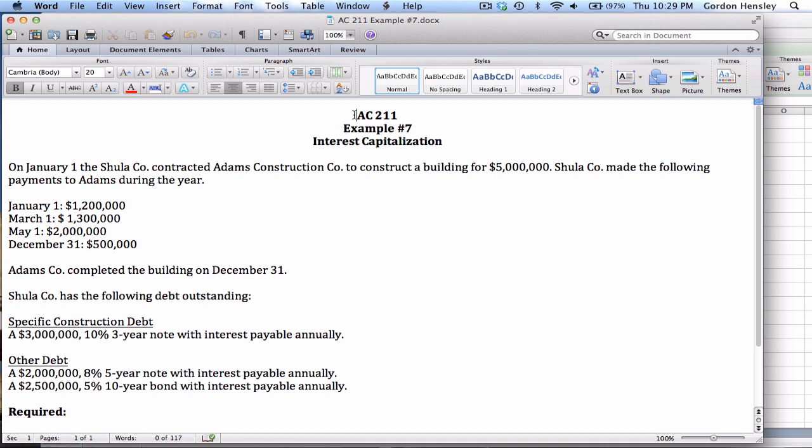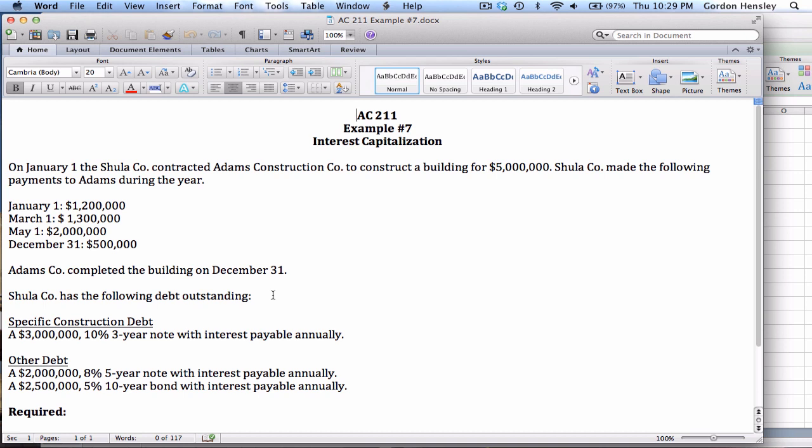In this example, it says on January 1st, the Shula Company contracted with Adams Construction Company to construct a building for $5 million. Shula Company made the following payments to Adams during the year. So you see a whole series of payments here, 4 different payments that were made at different dates throughout the year. It says Adams Company completed the building on December 31st.